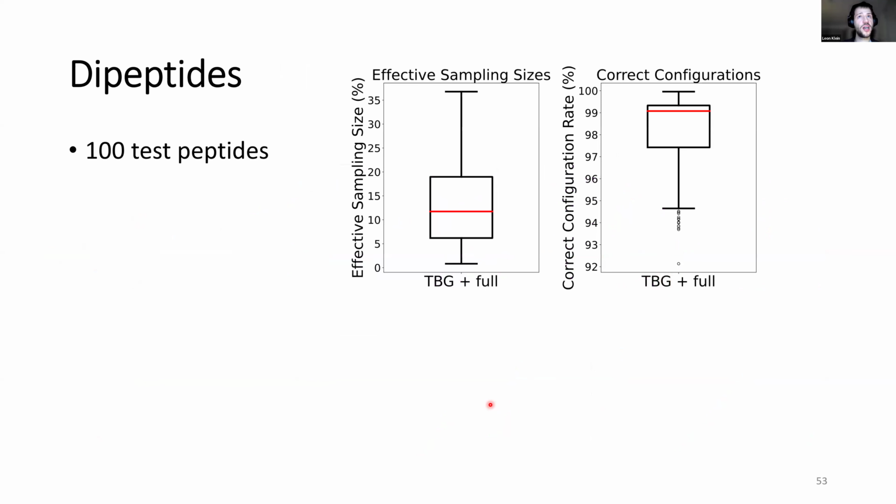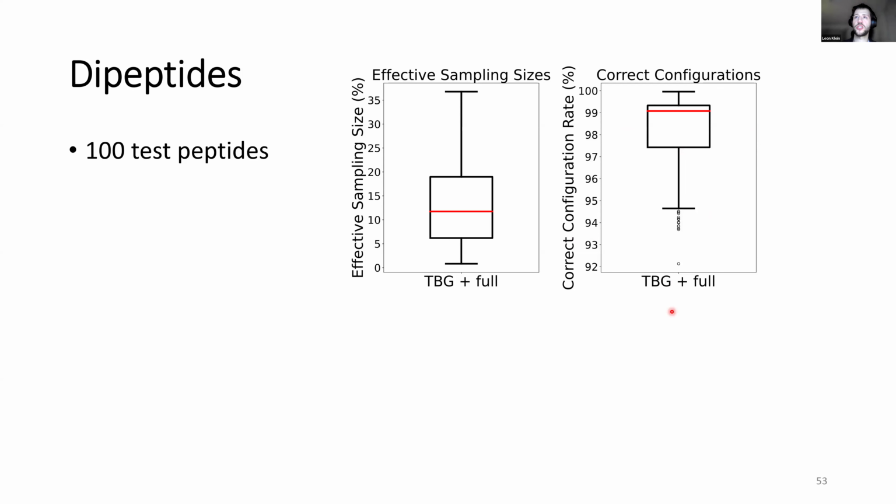We tested on all 100 test dipeptides, and here we show the effective sample size, meaning how many effective samples we're generating. And most of them are around 10%. However, nearly all of them are above 1%. And then here we show the correct configuration rate. This means that all the bonds are correct, that there are no clashes, for example. For most dipeptides, this works quite well.